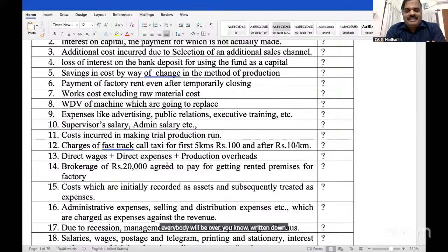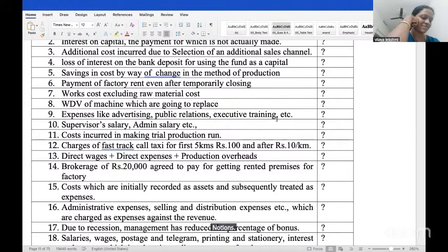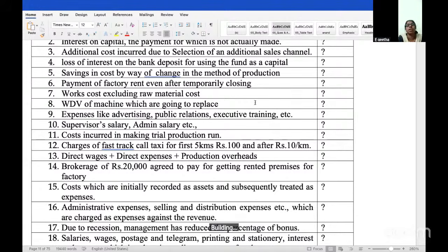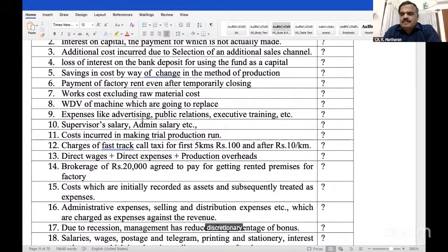Expenses like advertising, public relations, executive training and all. Selling. Research and development. Discretionary cost. There is no compulsion to incur the cost, therefore it is called a discretionary cost.